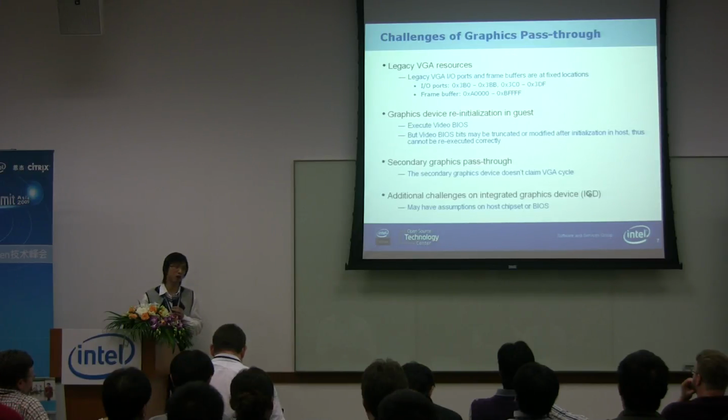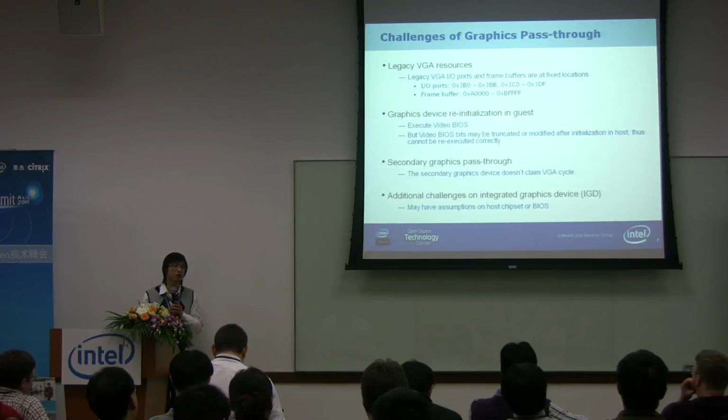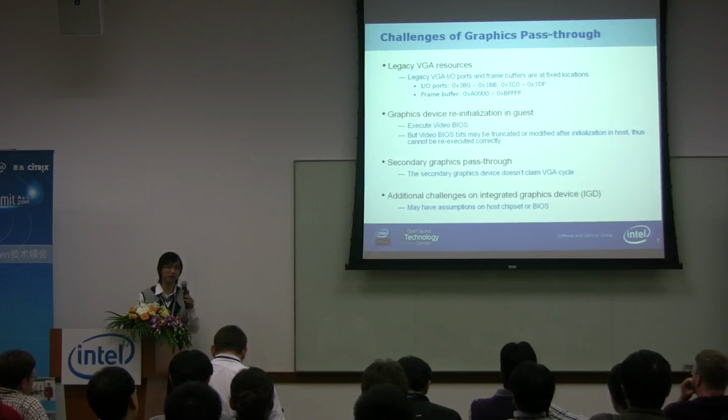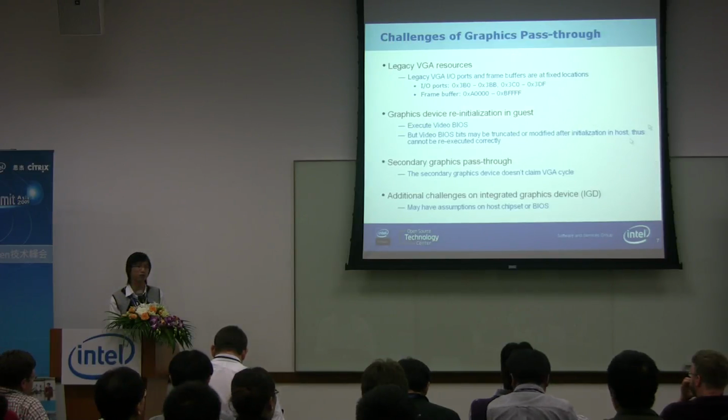Next is about the secondary graphics passthru. Secondary graphics don't use the VGA in the host, and it doesn't claim the VGA cycle. So when this device is passed through to the guest, how do we let this guest use VGA? This is another challenge needed to solve.